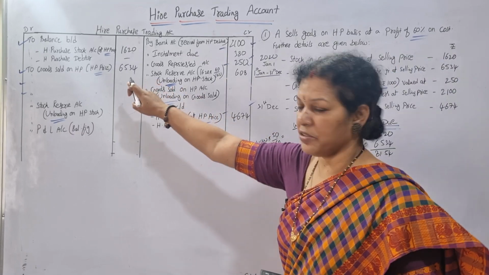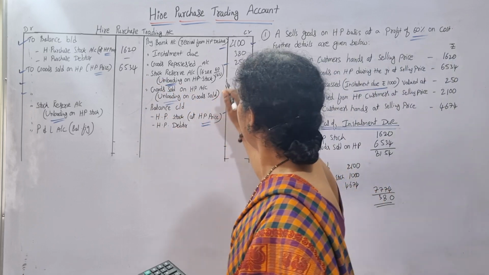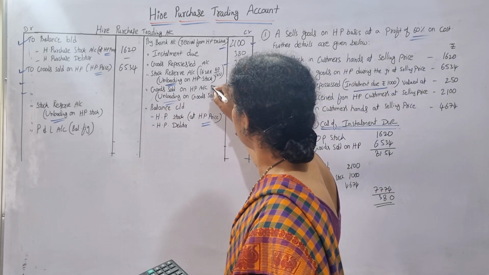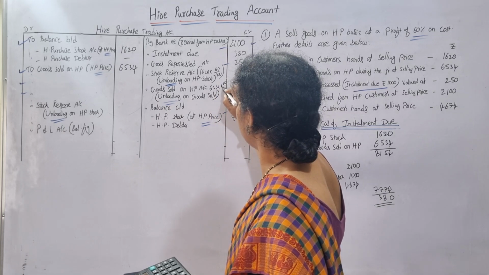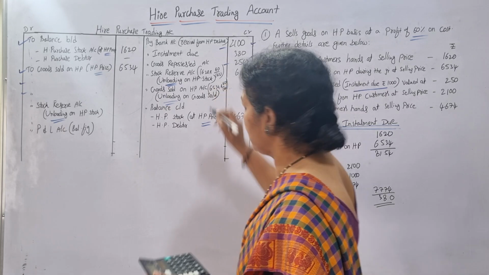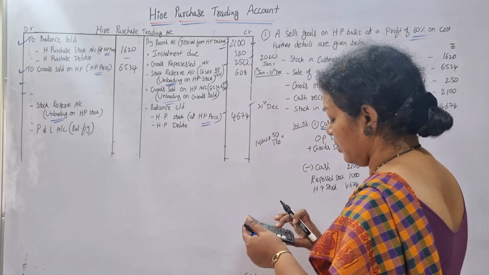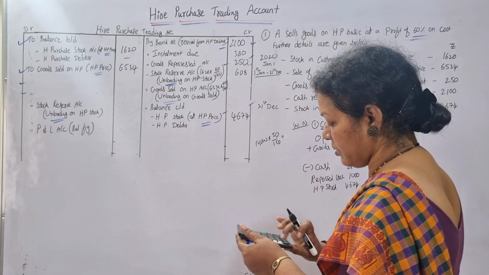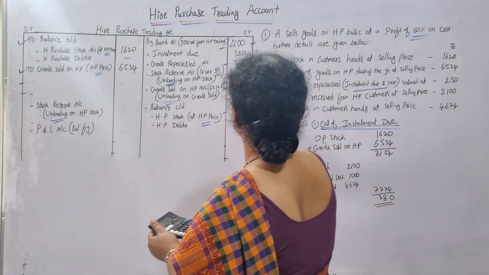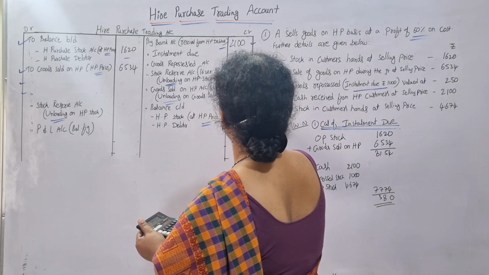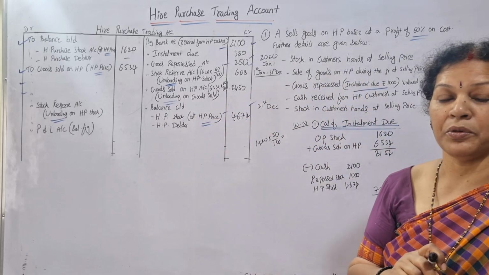Goods sold on higher purchase. Same thing we have written. Amount is 6534. 6534 into 60 by 160. 6534 into 60 divided by 160. This is 2450. Next, on the debit side also we have to do some unloading.